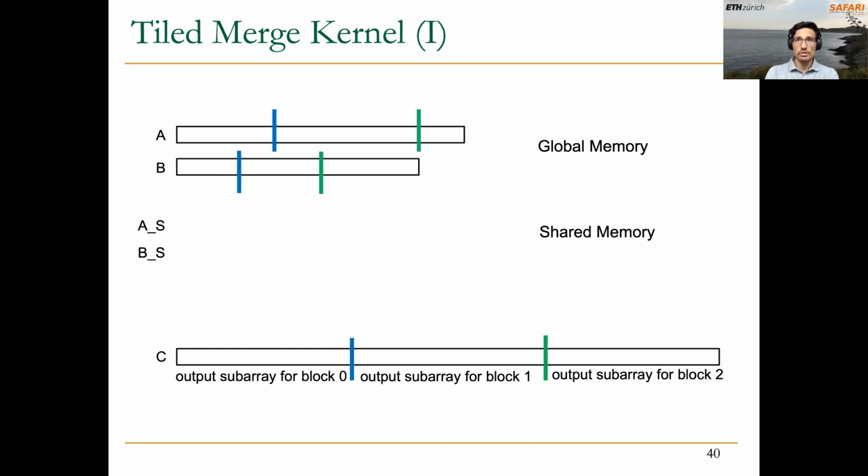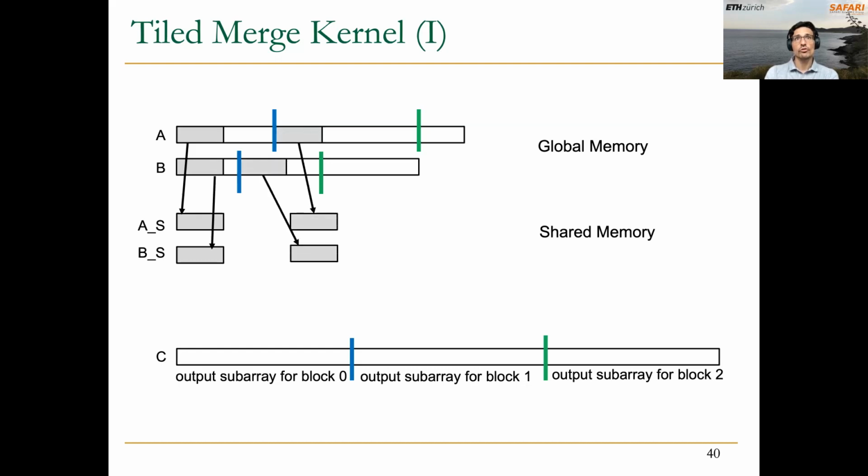So after having found the ranks for these blocks 0, 1, and 2, we have to find the core ranks in the arrays A and B. And then we can start copying tiles from A and B to the shared memory. This is what block 0 is going to copy for a start.